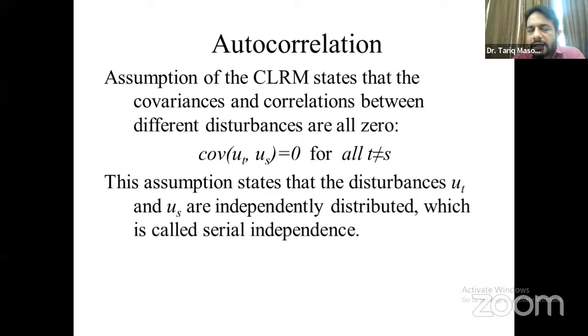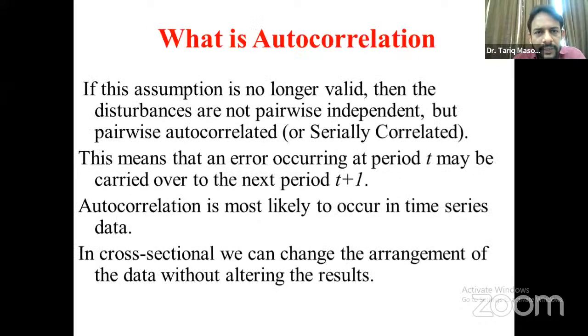Now, next is the problem of autocorrelation. There may be a violation of this assumption. We assume that there is no autocorrelation, that is, there is no correlation among successive values of the disturbance term. So, for example, you have two disturbance terms, Ut and Us. Their covariance or correlation is 0. If there is a violation, it does not equal 0. That means there is a problem of autocorrelation.